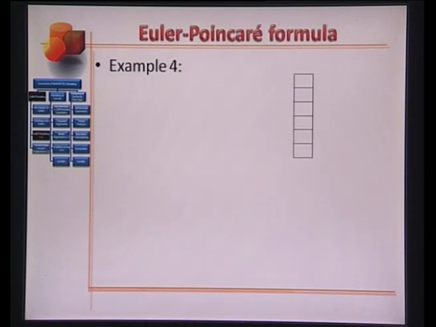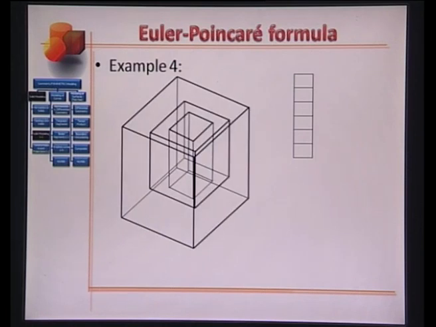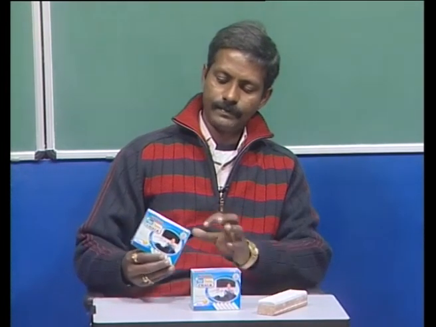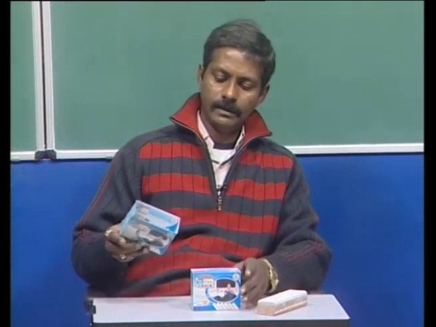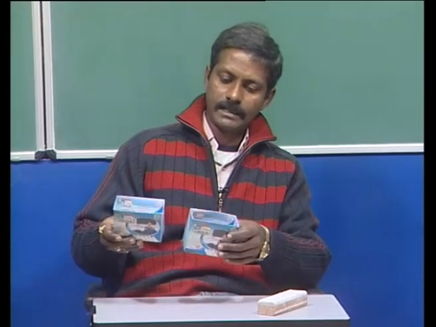The fourth example, this looks a little complicated. We have a block within a cube and this is within the outer cube. What kind of a solid is this? Let me explain. The solid looks pretty much like this. Imagine that these two blocks have some thickness.